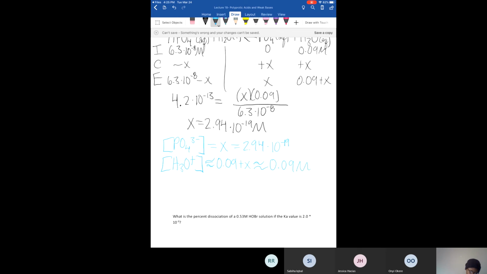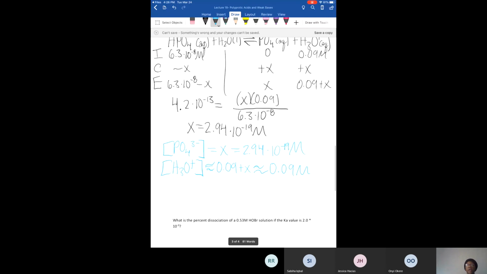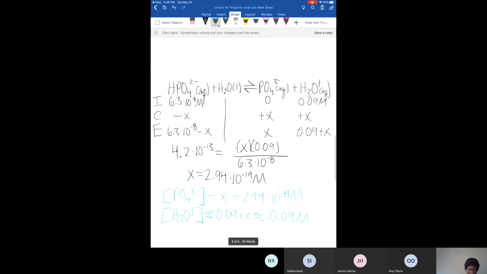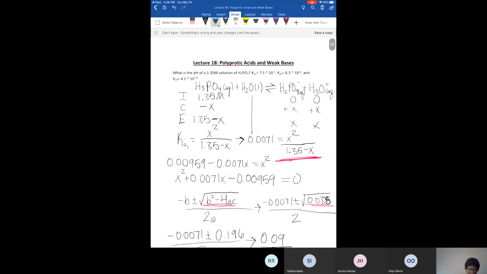So that's the thing about these polyprotic acids. After the first dissociation, for the most part, the other dissociations don't really do much. The first Ka value was times 10 to the negative 3. It's a weak acid, but it's not that weak, you know? So even then, only really the first dissociation affected the pH.